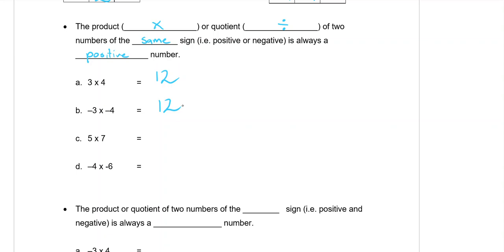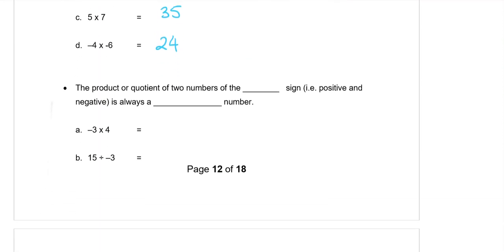Let's do another one. Positive times a positive, going to be positive answer. 5 times 7 is 35. Good. Negative times a negative makes a positive. 4 times 6 is 24. Okay, please try to do this. We're trying to do all this without the calculator because in your test, you'll not be using a calculator for this one.